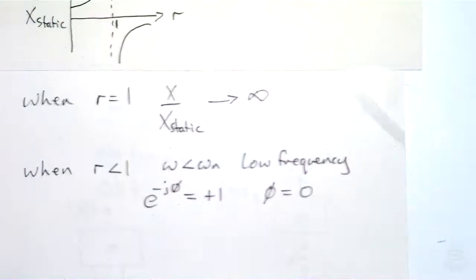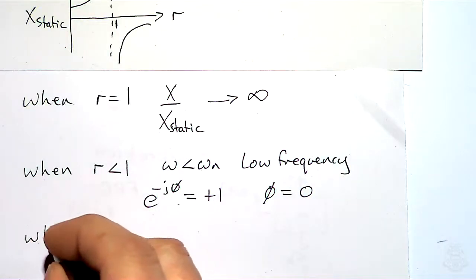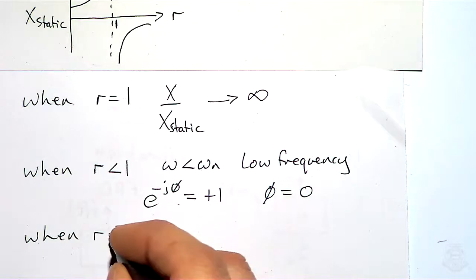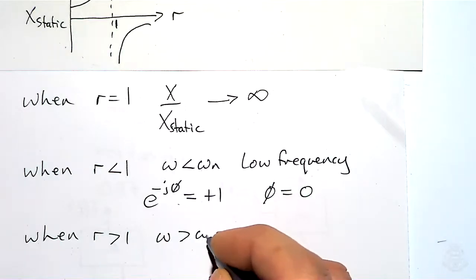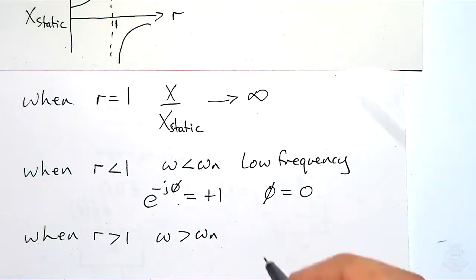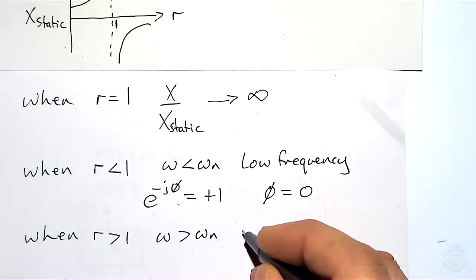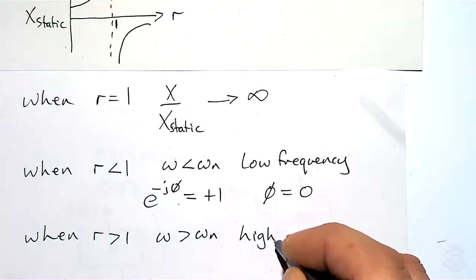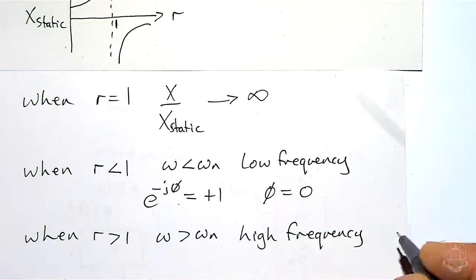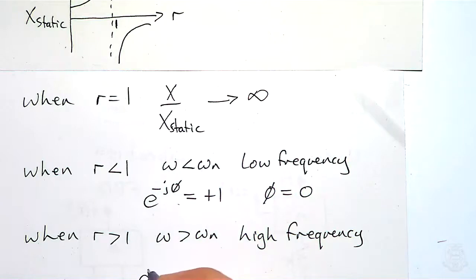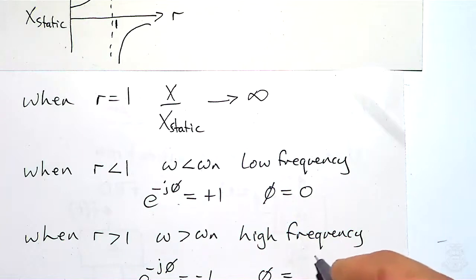And then the other case is when R is greater than 1. That's when omega is greater than the natural frequency, so the forcing frequency is higher than the natural frequency. We call that the high frequency range. For this case, e to the minus j phi is equal to minus 1. So phi is equal to 180.